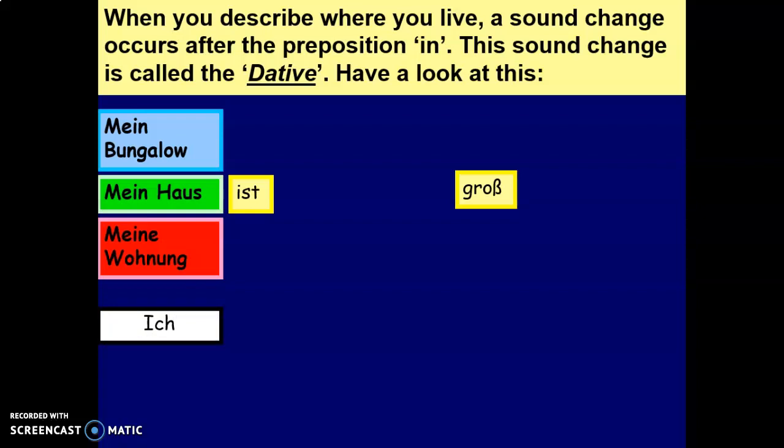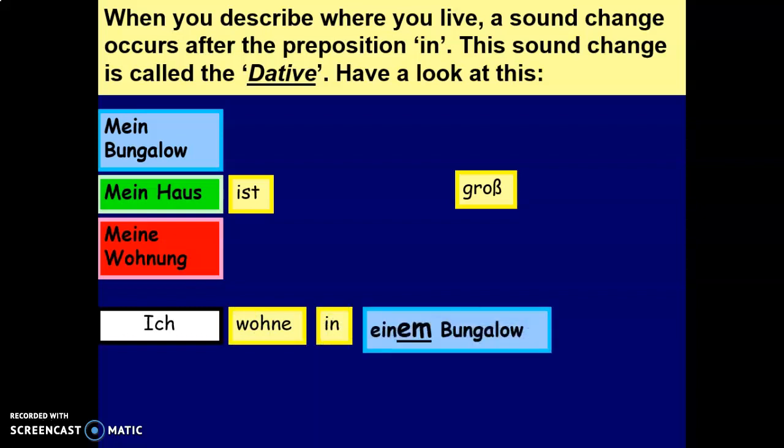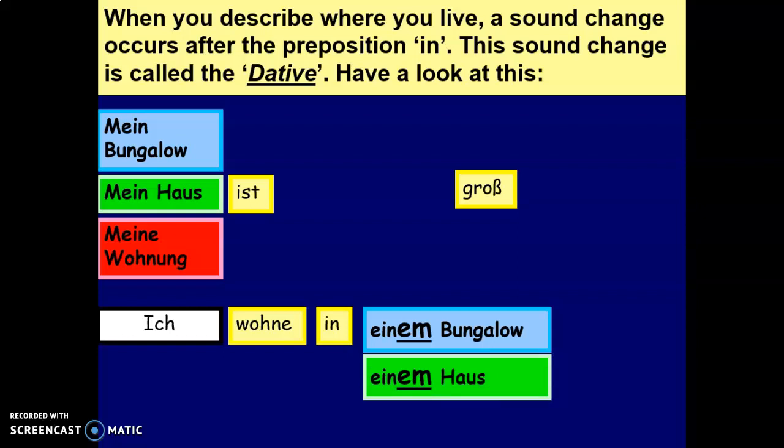When saying I live in, we've got to change it to dative. Ich wohne in einem Bungalow. So I live in a bungalow. In einem Bungalow. Ich wohne in einem Haus. Ich wohne in einer Wohnung. So we've got the endings for the a words, the indefinite articles. A bungalow, in einem Bungalow. A house, in einem Haus. An apartment, in einer Wohnung.